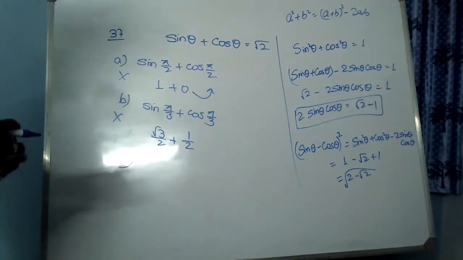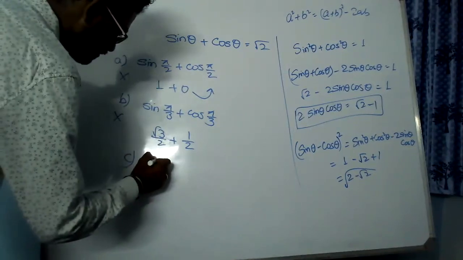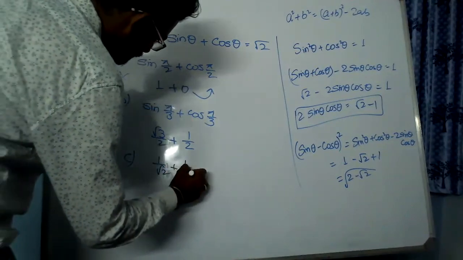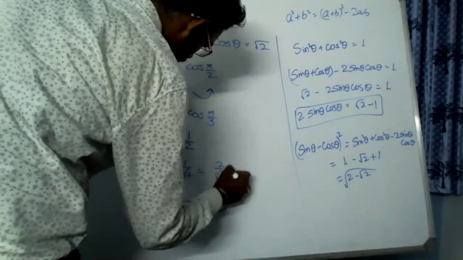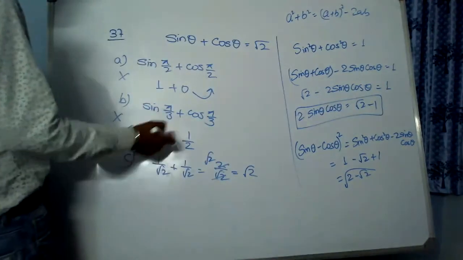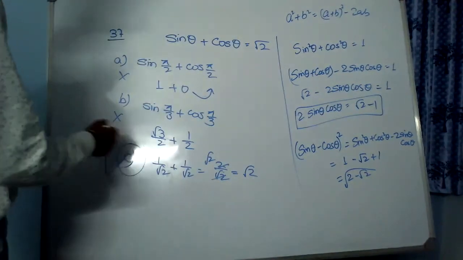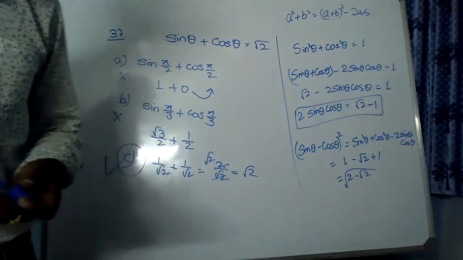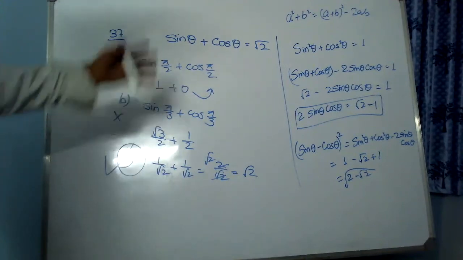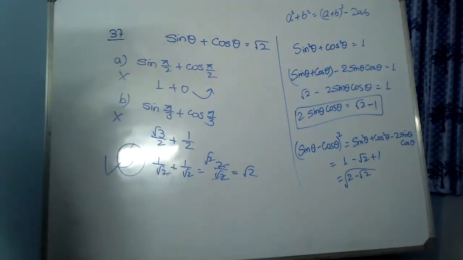Check with the third one, pi by 4. So sine pi by 4, cos pi by 4, both are 1 by root 2, so 1 by root 2 plus 1 by root 2. You'll get 2 divided by root 2. That will give you root 2, right? So that is matching. This is the right answer, option C. So this was much easier than going for such a long process and trying to solve it, right?